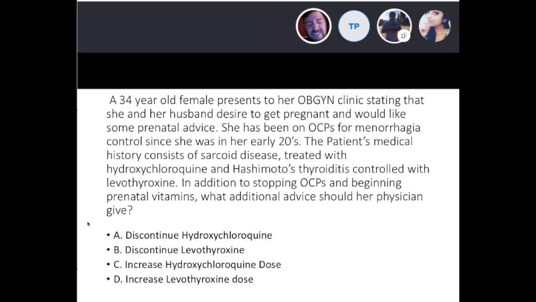All right, a 34-year-old female presents to OBGYN clinic stating that she and her husband decided to get pregnant and would like some prenatal advice. She has been on OCPs for menorrhagia control since her early 20s. The patient's medical history consists of sarcoid disease treated with hydroxychloroquine and Hashimoto's thyroiditis controlled with levothyroxine. In addition to stopping OCPs and beginning prenatal vitamins, what additional advice should her physician give?